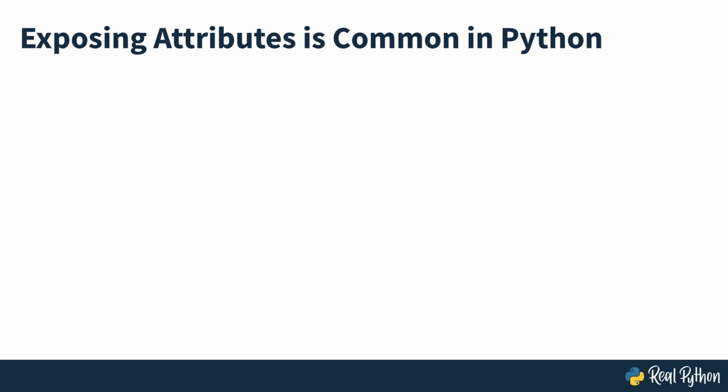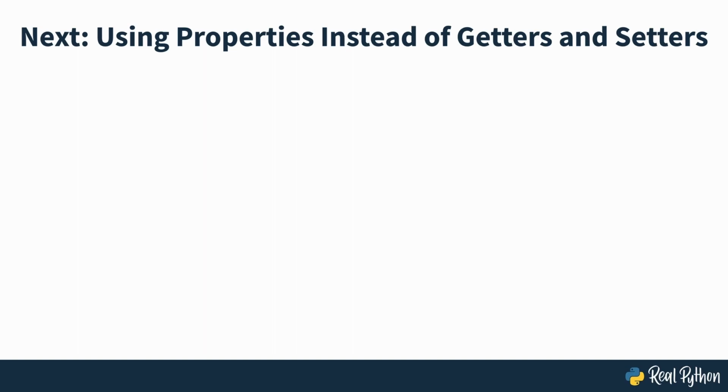Making your attributes public, as in this example, is a common practice in Python. In these cases, switching to getters and setters will introduce breaking changes. So how do you deal with situations that require adding behavior to your attributes? The Pythonic way to do this is to replace attributes with properties, and that's what you'll see in the next section of the course.